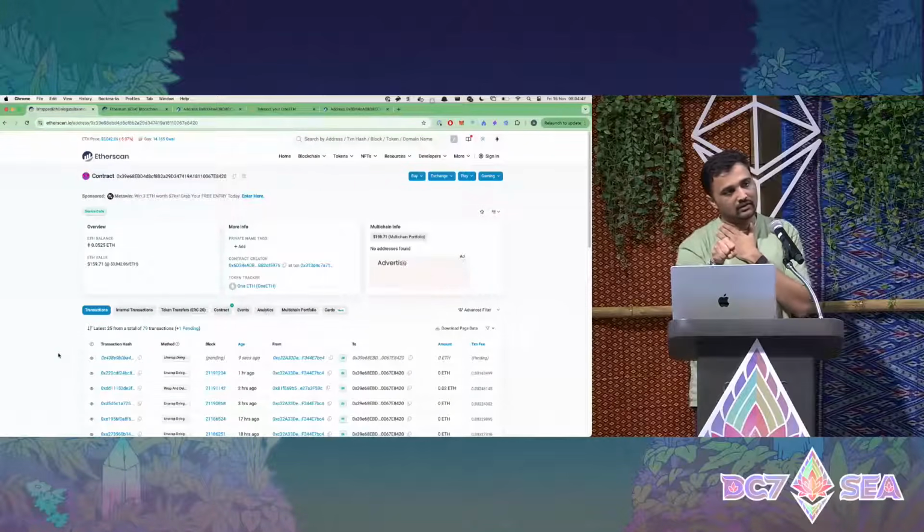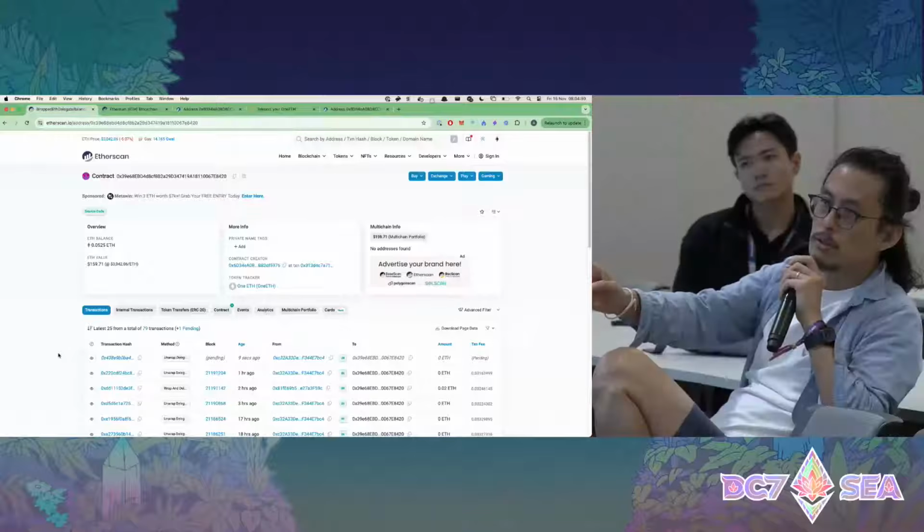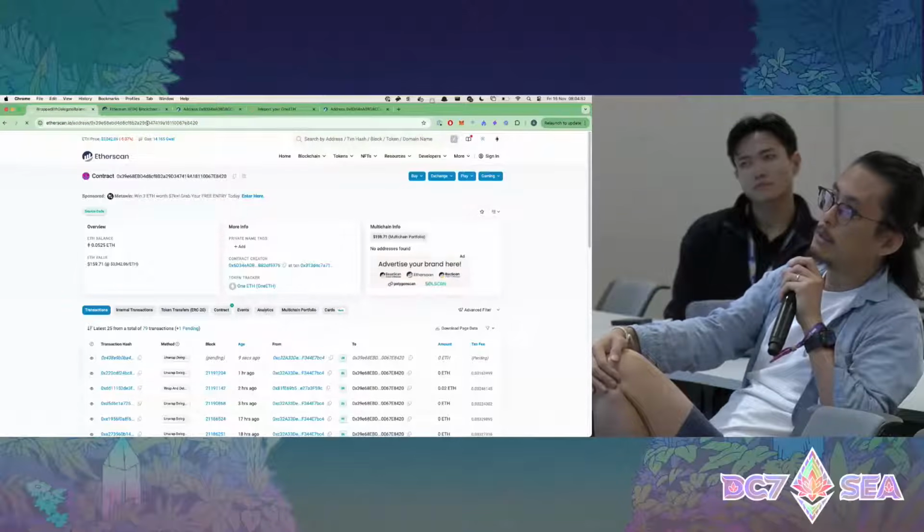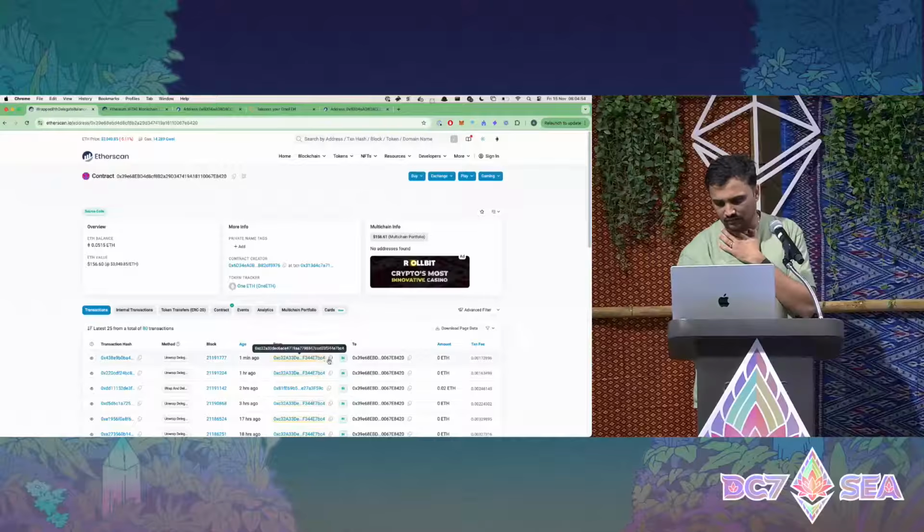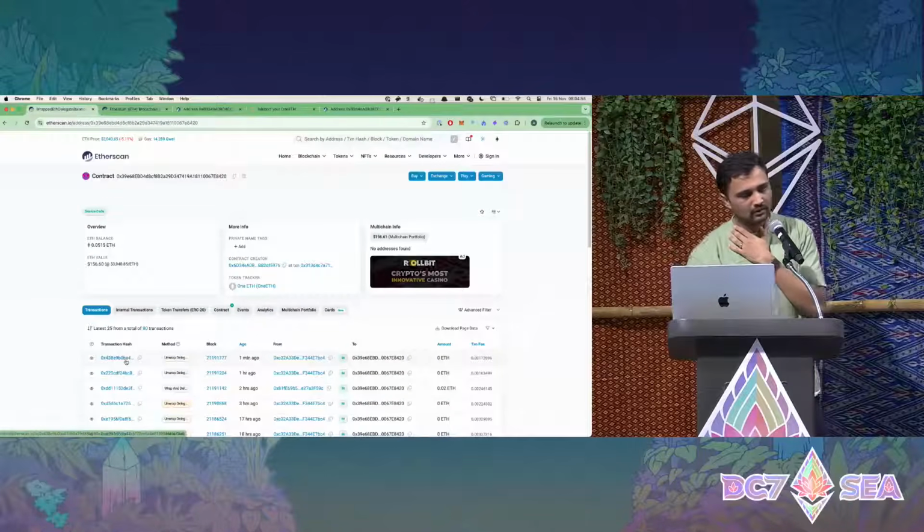But it's still pending, so it's not really finalized. It should be finalized by now. Yeah, it's finalized now. So the solver has received the money.